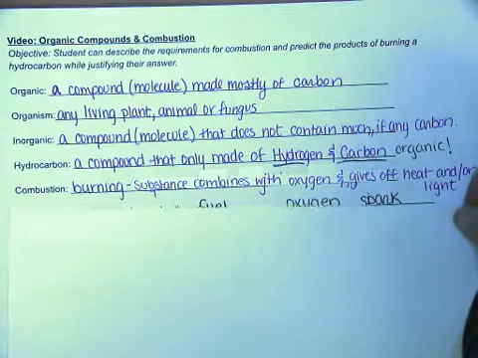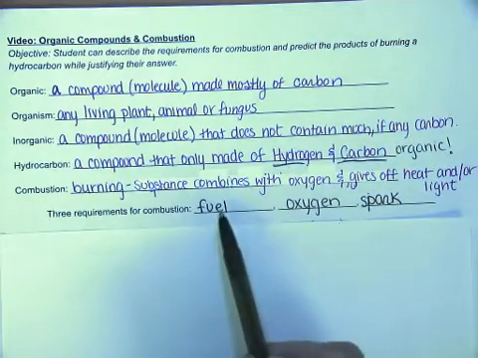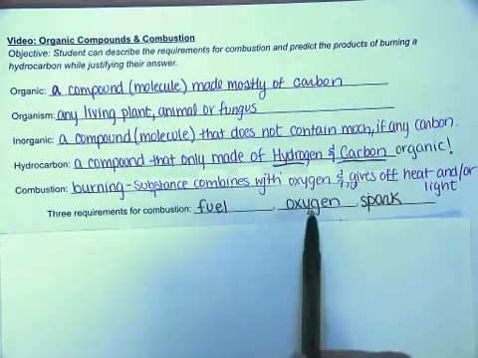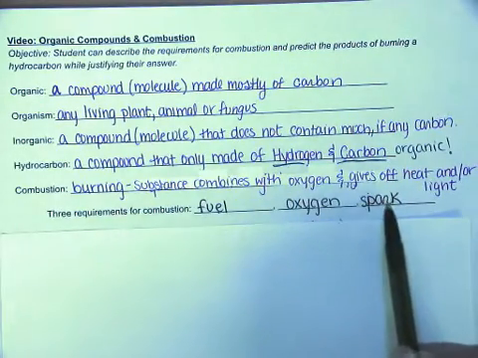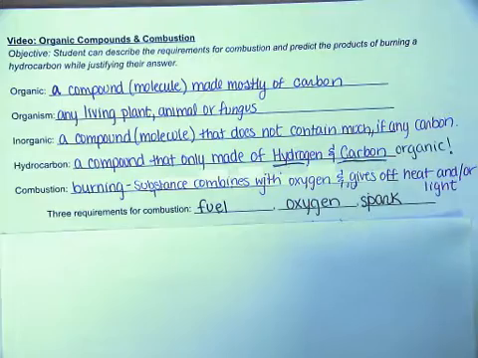In order to have combustion, we require 3 things. We need fuel, something to burn, oxygen for that fuel to combine with, and a spark, and that spark is what starts our combustion.